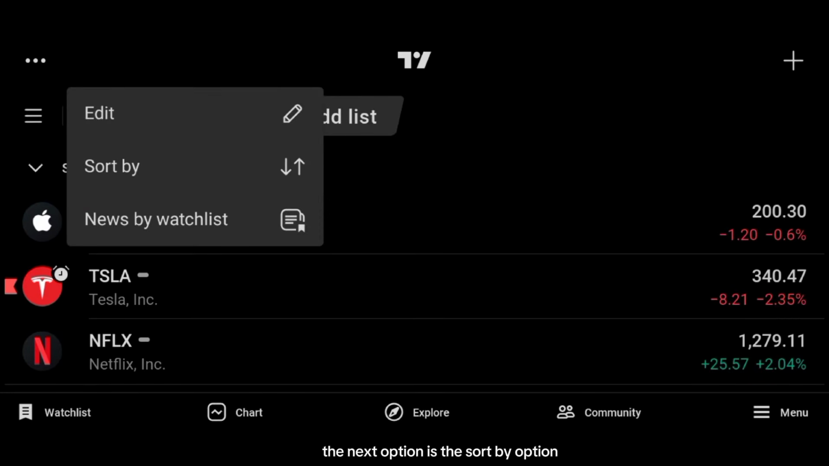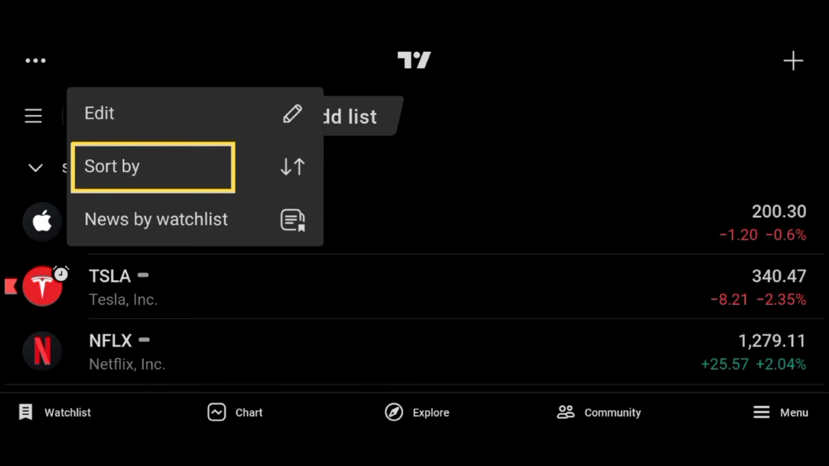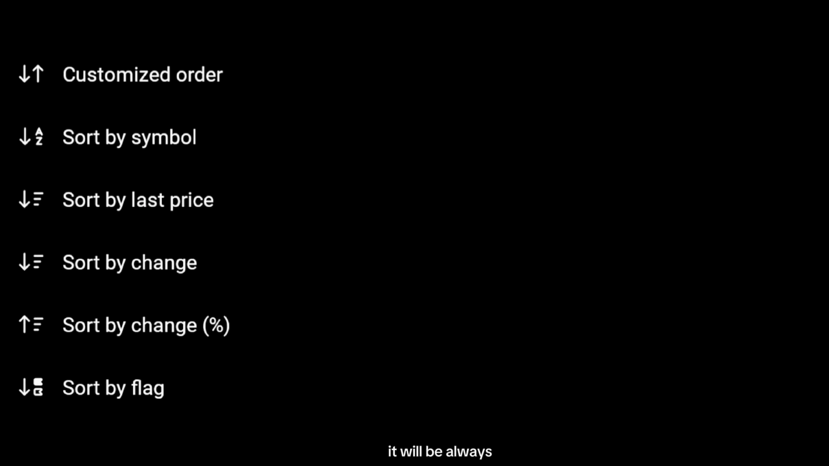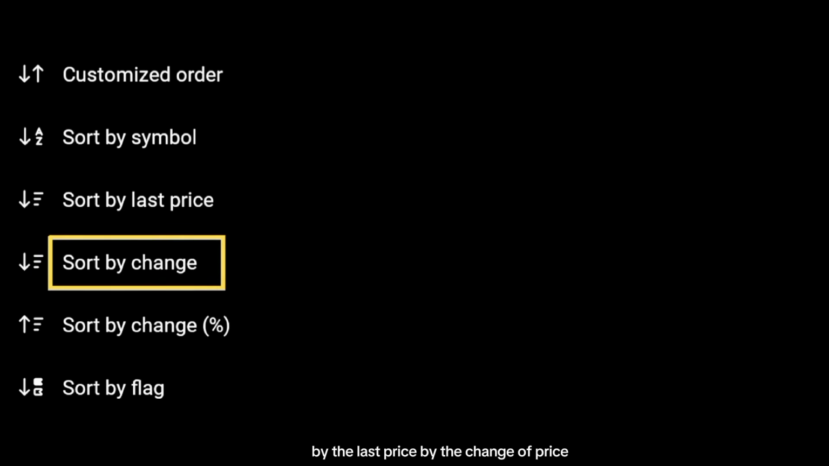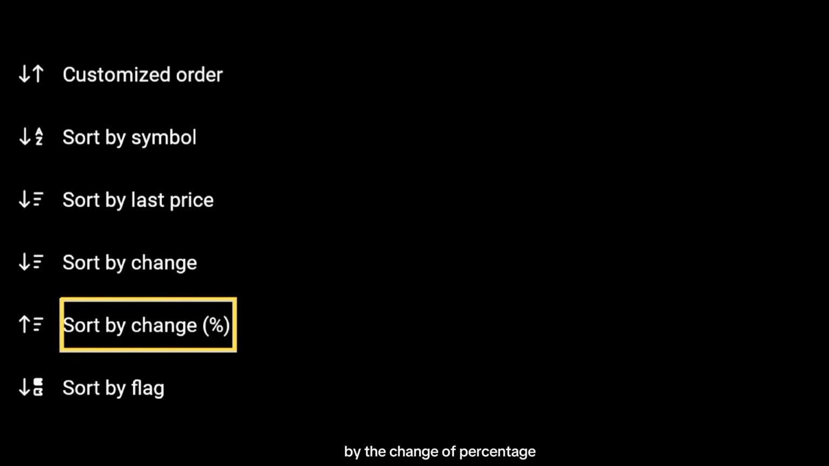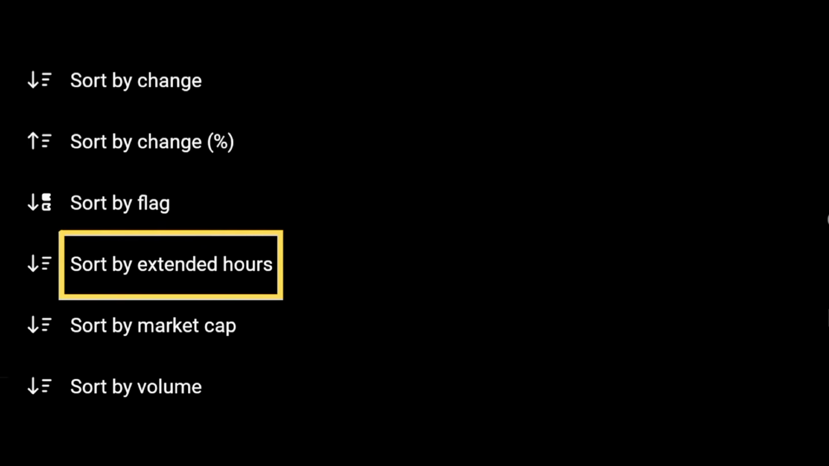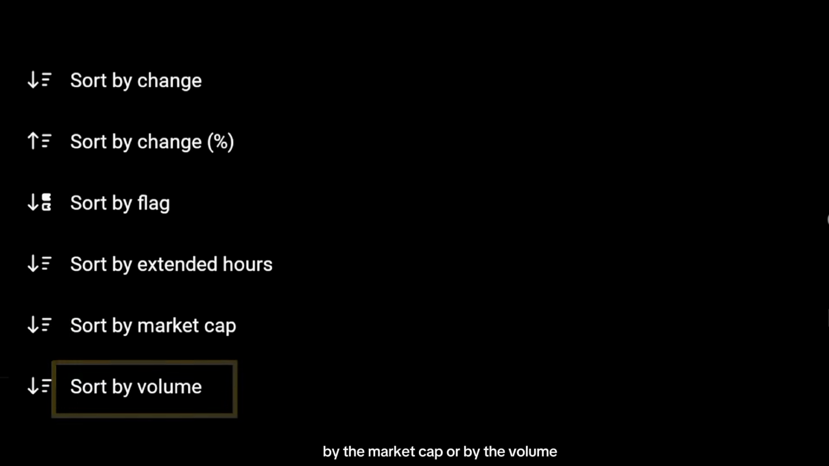The next option is the Sort By option. This can also help you to arrange the list automatically, depending on different criteria. It will always automatically arrange the list for you, from the top asset on that criteria to the least asset on that criteria, so you can arrange it either by the symbol, by the last price, by the change of price, by the change of percentage, by the extended hours, by the market cap, or by the volume.